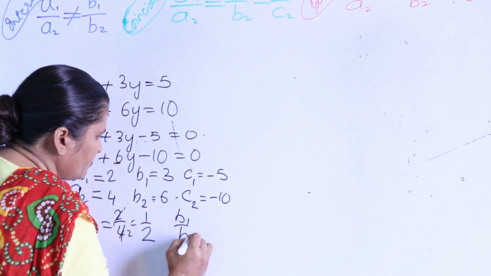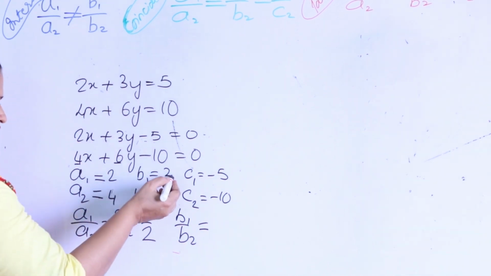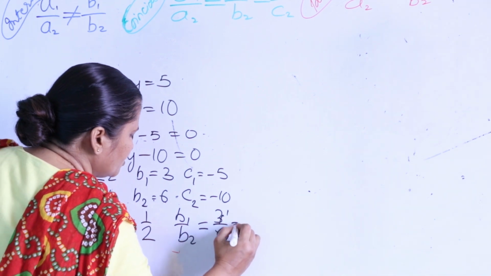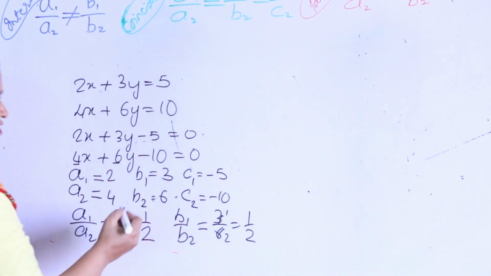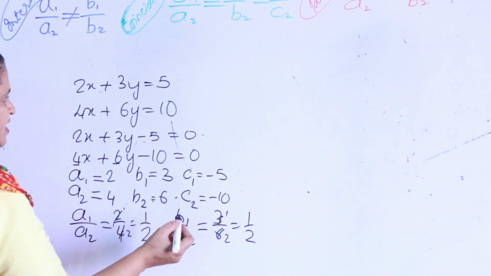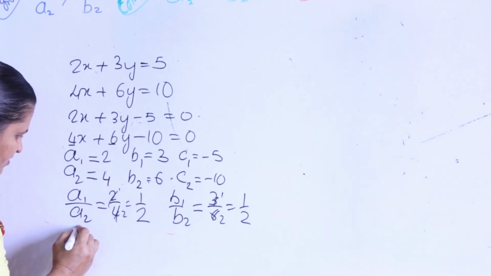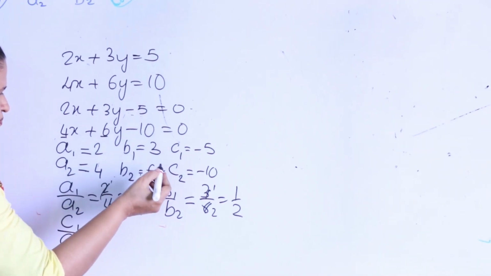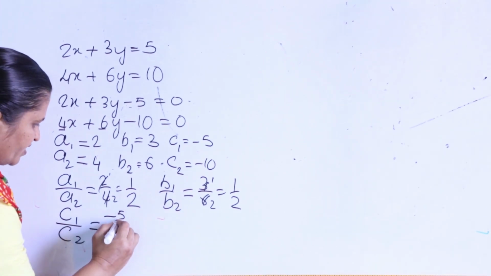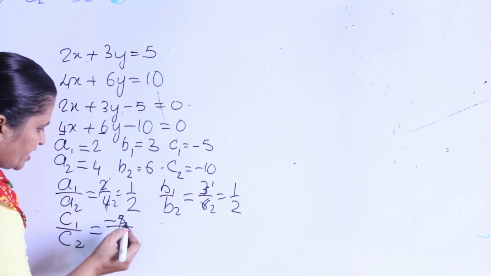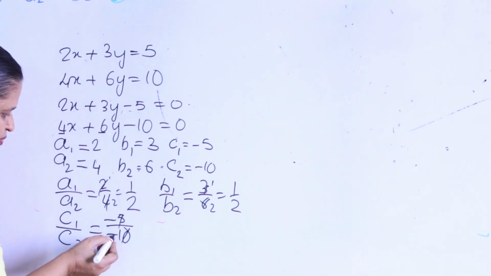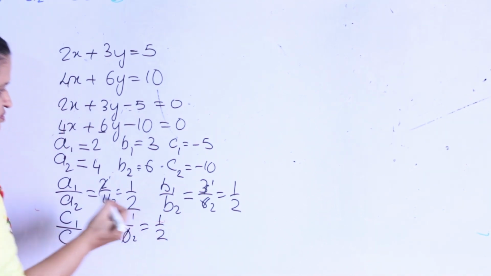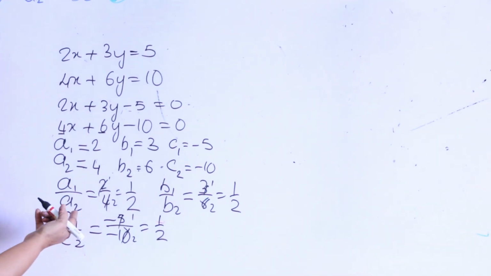Similarly, B1 by B2 is equal to 3 by 6, which is 1 by 2 again. Then, we will see C1 by C2, which is minus 5 by minus 10. Both numerator and denominator are negative, so it becomes positive, which is 1 by 2. Right? So, compare the ratios now.